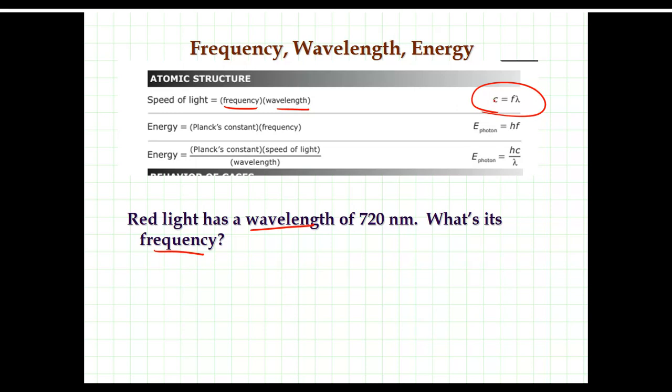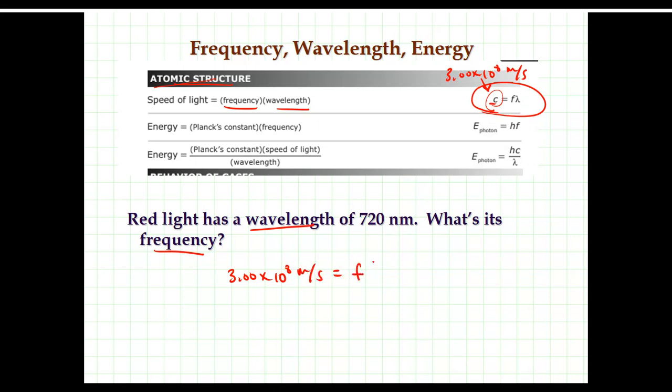So remember that speed of light is a constant equal to 3.00 times 10 to the 8th meters per second. You don't have to memorize that. That's on the back of the first piece of paper that is stapled to your periodic table, the same page where you have these formulae. So I'm going to plug that in for c: 3.00 times 10 to the 8th meters per second, and that's going to equal frequency times wavelength.